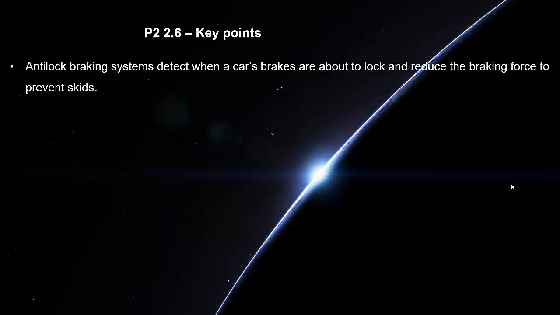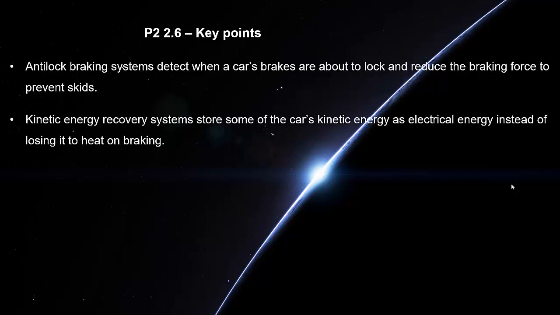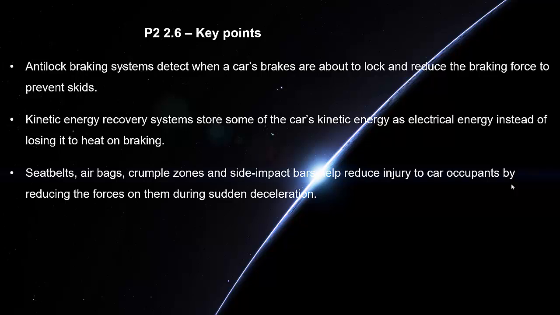Anti-lock braking systems detect when a car's brakes are about to lock and reduce the braking force to prevent skids. Kinetic energy recovery systems store some of the car's kinetic energy as electrical energy instead of losing it to heat on braking. Seat belts, airbags, crumple zones and side impact bars help reduce injury to car occupants by reducing the forces on them during sudden deceleration.